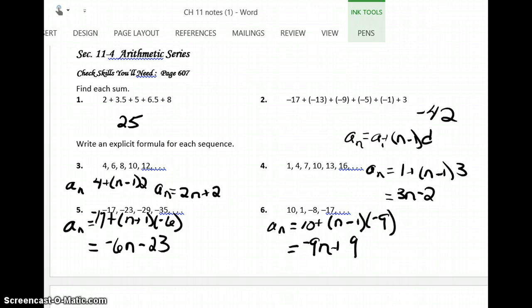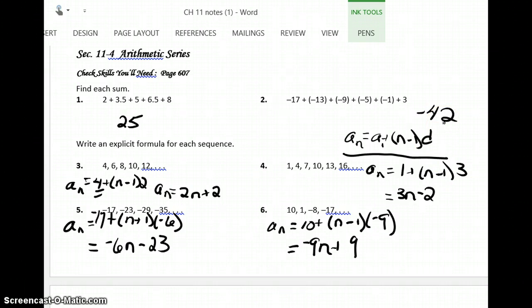So if you recall, our explicit formula is right here in this form. A sub n equals a sub 1 plus quantity n minus 1 times the common difference. So for number 3, our first term is 4, so that's going to be our first spot there, plus n minus 1, our common difference is 2. If I simplify that, I end up with a sub n equals 2n plus 2. The fourth one, our first term is 1, our common difference is 3, so I can again just plug it into the formula. Simplify that, 3n minus 2.